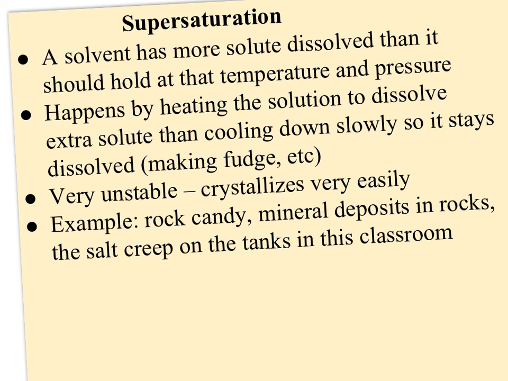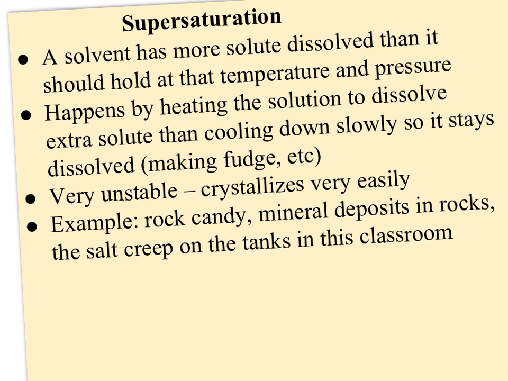You're heating it up to get all that sugar to dissolve. You're beating it to keep it dissolved, and then you're going to let it set nice and easy so that it doesn't crystallize, and you get this nice smooth fudge. So things like rock candy and fudge are examples of supersaturated solutions. You also see it in the mineral deposits in rocks when you see crystals. That's usually the result of a supersaturation.